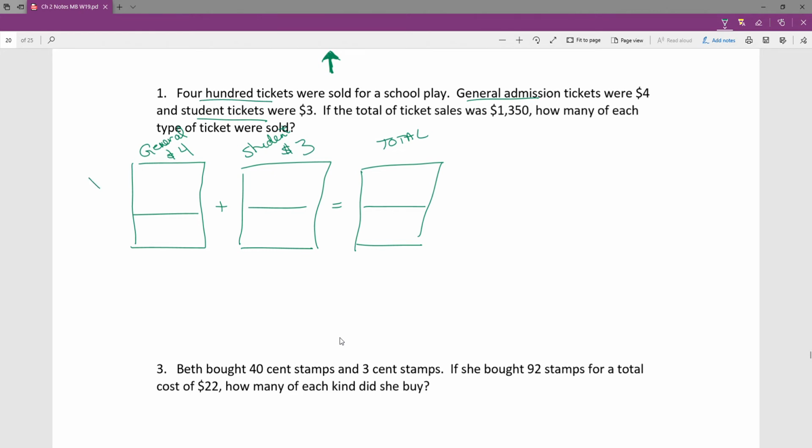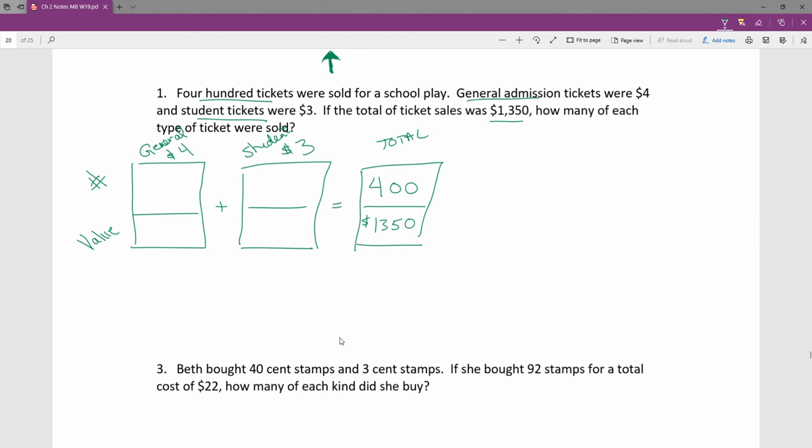Remember, this top row across is going to be the number of things. The bottom row is going to be the value of things. Now, 400 would go in the total number of tickets for the play. The other thing that it says here is that the total value of tickets is 1,350. So from this information, we want to know how many of each kind of tickets were sold.